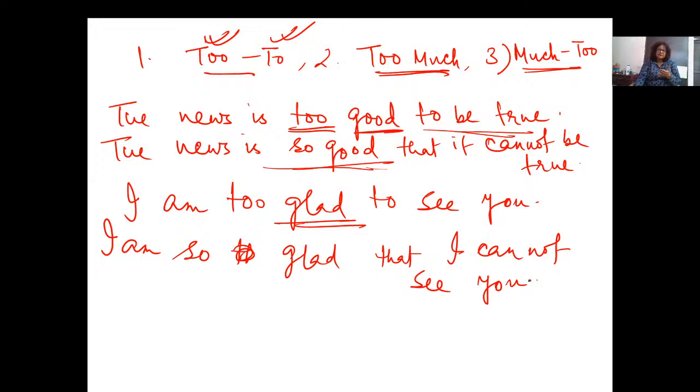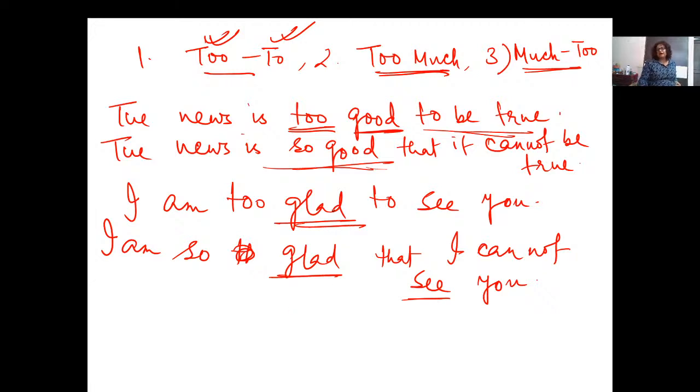But I am too glad to see you. I am so glad, मैं इतना खुश हूँ that I cannot see you. मैं तुम्हें देख नहीं सकता. मतलब I mean to say I am contradicting myself. Is it clear or not? मैं इतना ही खुश हूँ जो मैं तुम्हें देख ही नहीं सकती. How it will be possible? मुझे क्या बोलना चाहिए था जो तुम्हें देखकर मुझे बहुत खुशी हुई. This is the meaning of this sentence.